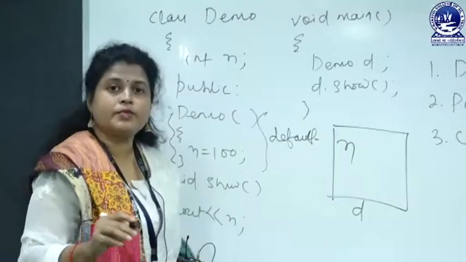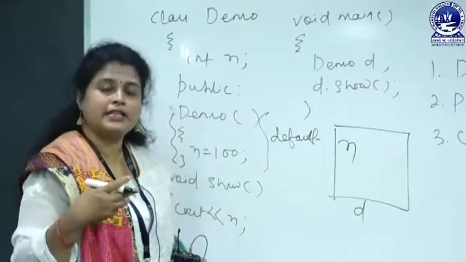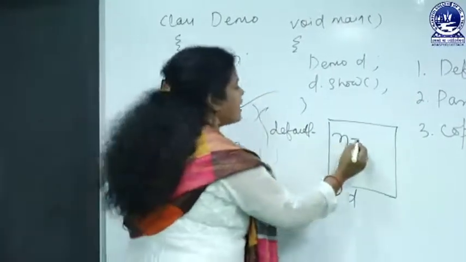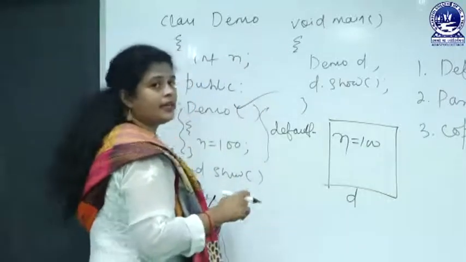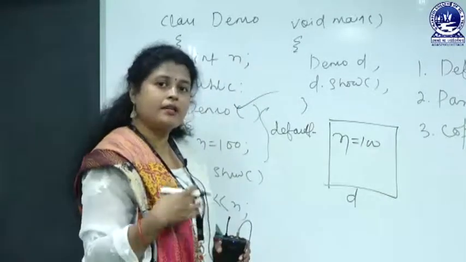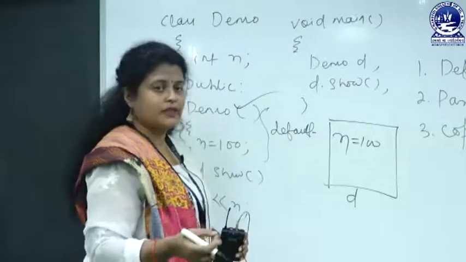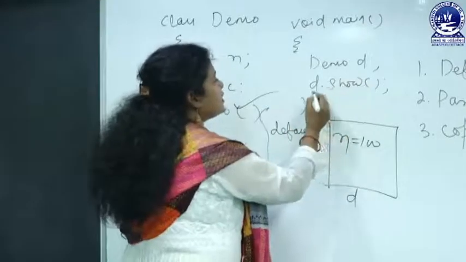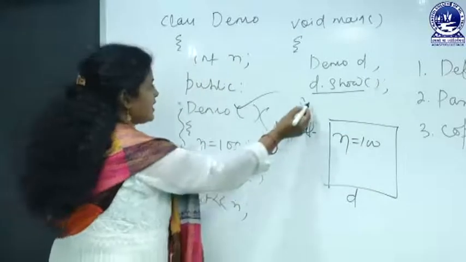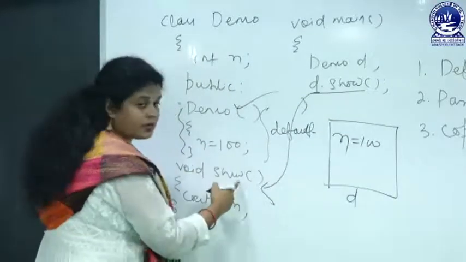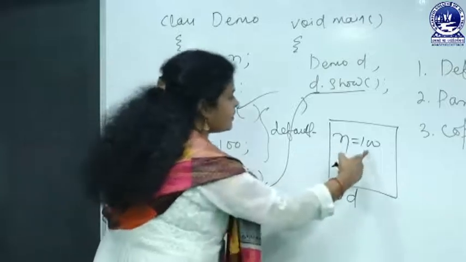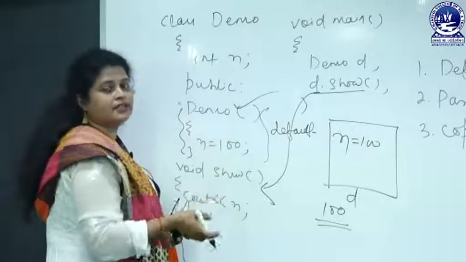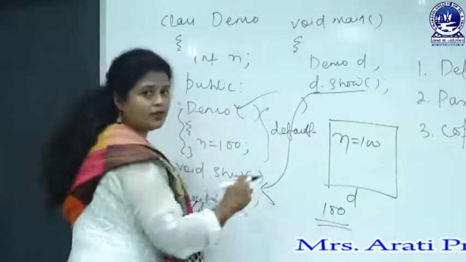Whenever the object is allocated during runtime, it means that the object is created. Automatically the constructor will be executed and the n value will be 100. Here I have not used any input method. Again I will show one example using an input method also, but in this example I have not used one. Then d.so: when you call d.so, the so function will be executed and the output will be 100. If instead of 100 you initialize with 10, 20, whatever, then you will get that value, no problem.